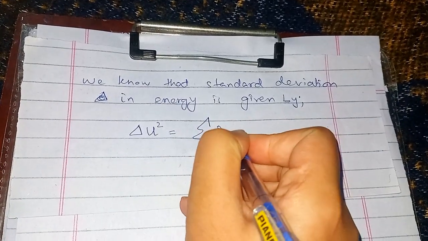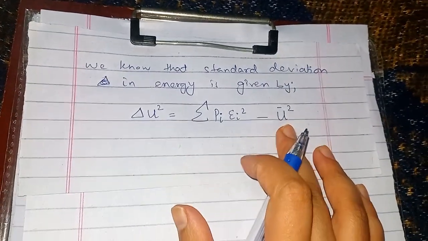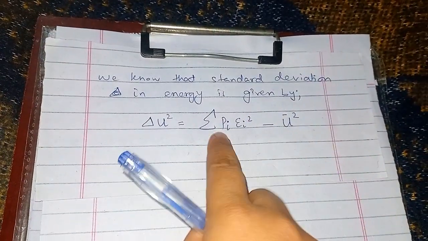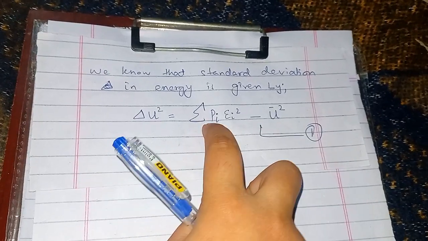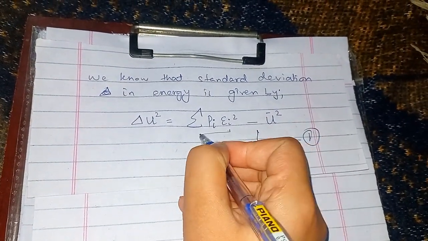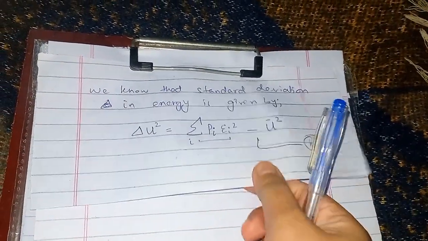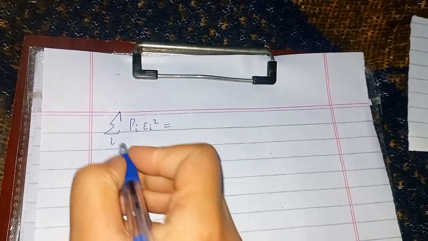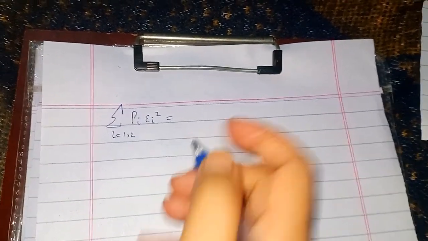This was the formula, sum of pi ei square minus u bar square. U bar is already known, so we can directly insert the value right back into the equation. And yeah, that's the formula for standard deviation that we'll be using. So let's first calculate this part here, and then we'll insert it right back here because that's something that needs to be calculated overall. Sum of pi ei square, so we can see that we have only two states. One is positive e and the other is negative e.